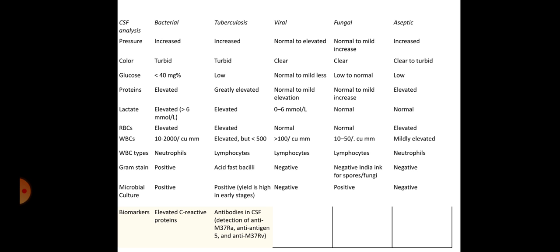In tubercular meningitis, the CSF is turbid, glucose is low, proteins are elevated, and cells are less than 500, mainly lymphocytic. In viral meningitis, the fluid is clear, glucose is mildly decreased, protein is also mildly elevated, and cells are greater than 100, mainly lymphocytic. Fungal CSF is characterized by clear fluid with low to normal glucose, mild increase in proteins, normal lactate, and 10 to 50 WBCs. Also, galactomannan can be positive in case of fungal meningitis. In aseptic meningitis, the picture is clear fluid with low glucose and elevated protein. However, lactate is normal.